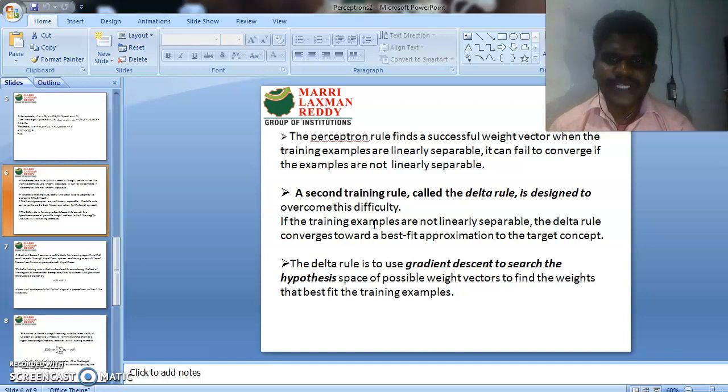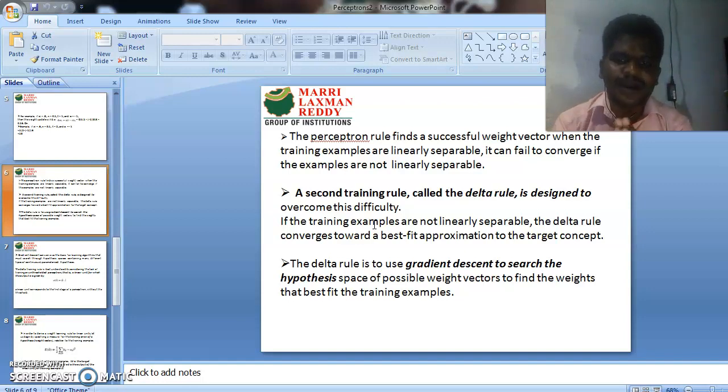The perceptron rule finds a successful weight vector when the training examples are linearly separable. Linearly separable means best classification data. Non-linearly separable means misclassification data. Linearly separable means positive and negative examples are separated by one straight line. Positive examples are on one side and negative examples are on the other side. Okay, this is the linear separation.